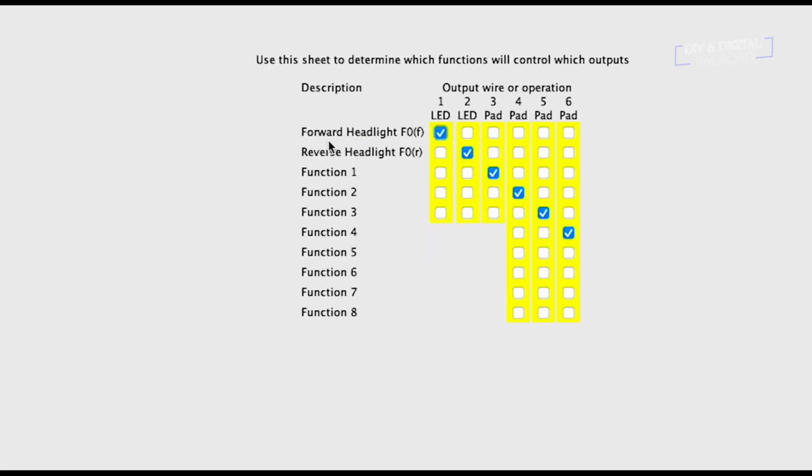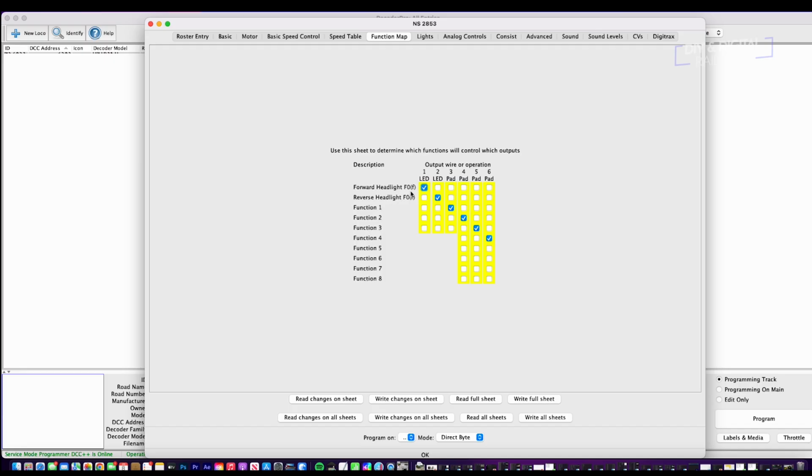I've got the headlights basically is what I'm using here. So we're not going to worry too much about that, but you do have the F0, and if you have a function 1, you can do that. So let's go to lights.